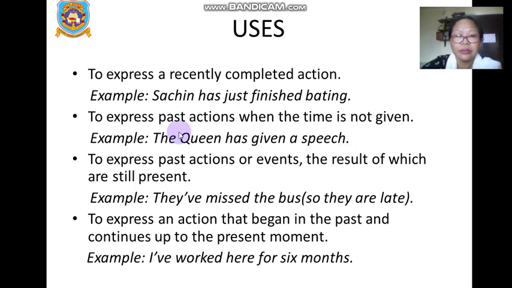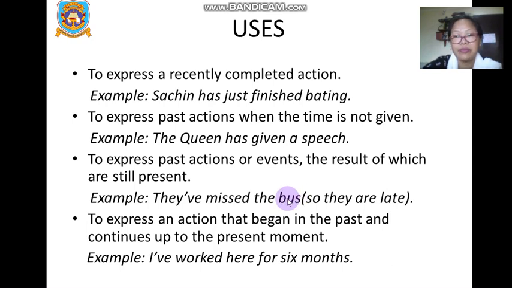Then, to express past actions or events, the result of which is still present. That means the result is going on. They have missed the bus, so they are late, right? They have missed the bus in the past, and as a result they are late. This is where we use present perfect tense.